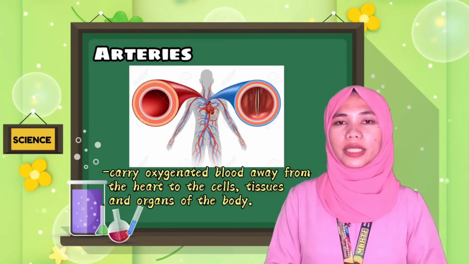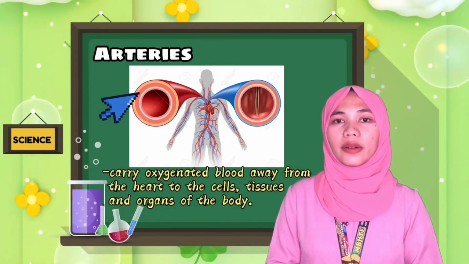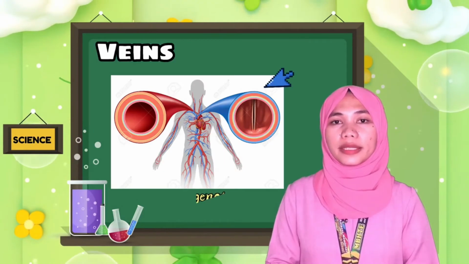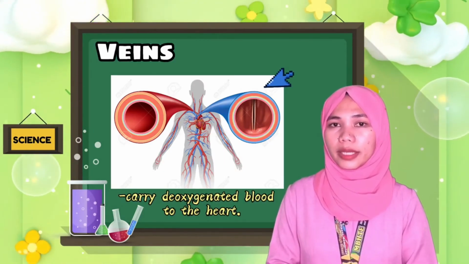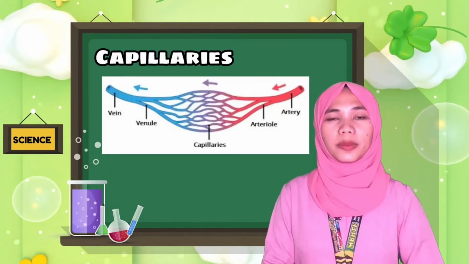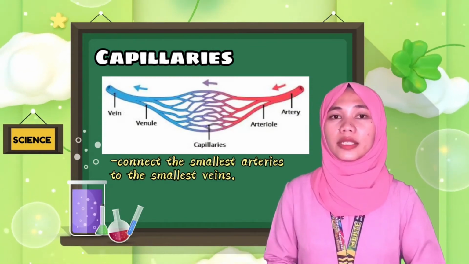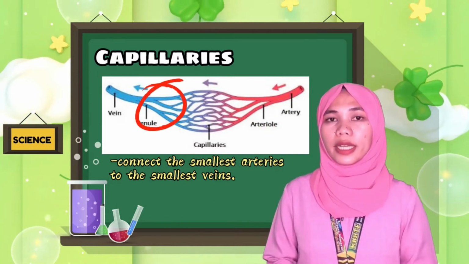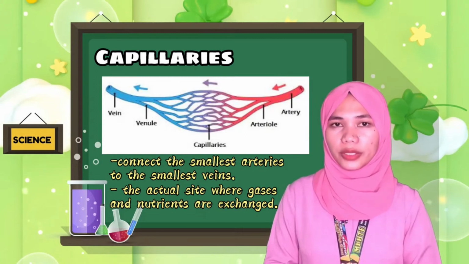Arteries carry oxygenated blood from the heart to the cells and the organs of the body except the lungs. Veins are the blood vessels that carry the deoxygenated blood to the heart. Capillaries are the smallest blood vessels of the body. They connect the smallest arteries and the smallest veins. It is the actual site where the gases and nutrients exchange.